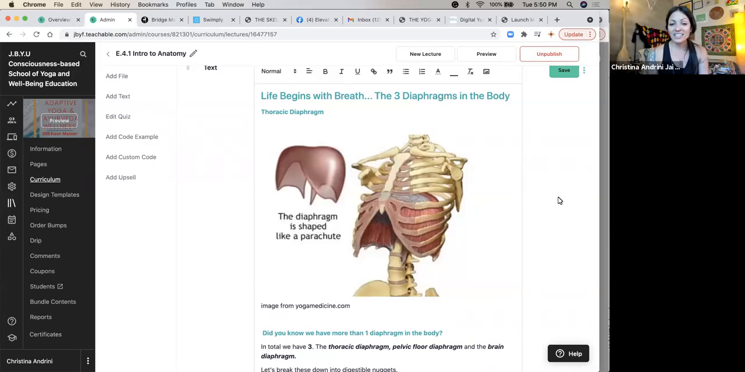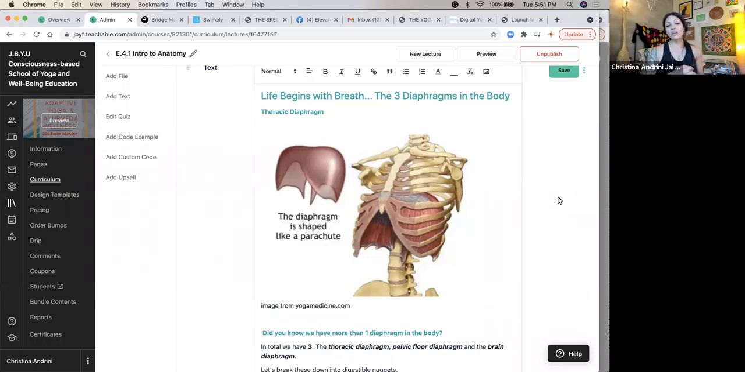Welcome back, everyone. We are now going to take a high level overview of the three diaphragms in the body. As we go on in our journey with anatomy, we will take each of these and break them down a little bit more so that they are more understandable and we're able to integrate them more into our medical and professional practices, layering in our knowledge as we continue to grow anatomically in yoga and Ayurveda.